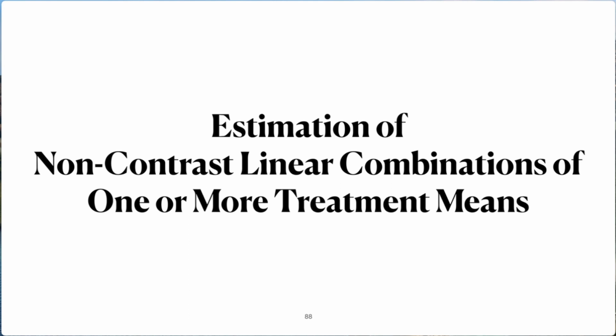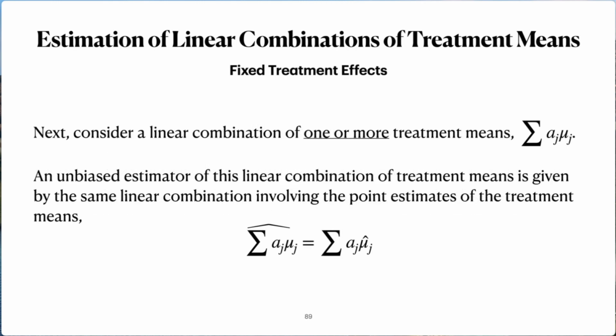All right, continuing on. Next, we look at estimation of non-contrast linear combinations of one or more treatment means. And so consider a linear combination of one or more treatment means, again given by this notation, the sum of a sub j times mu sub j. Now, an unbiased estimator of this linear combination of treatment means is given by the same linear combination involving the point estimates of the treatment means. And this is as it was before.